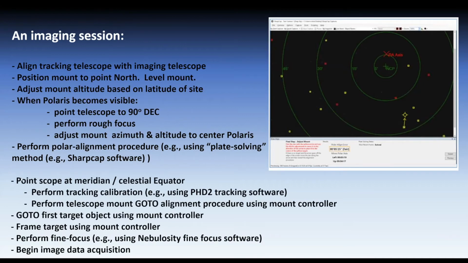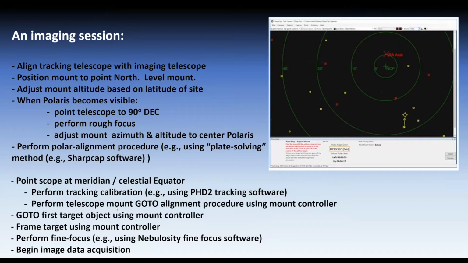So then the next steps before you can finally take an image is you point your telescope at the meridian on the celestial equator, and you perform a very easy calibration of your tracking software so that your tracking algorithm knows how far the telescope moves when it tells it to nudge.